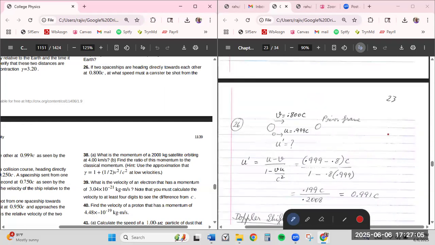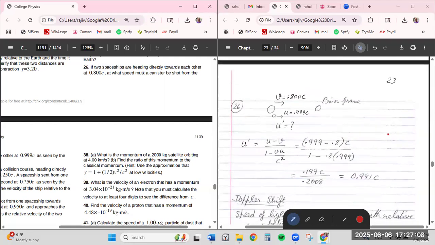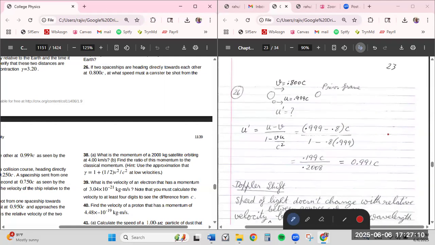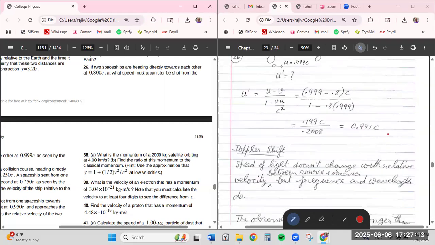One last topic in this section, which we will discuss in the next video, is Doppler shift.